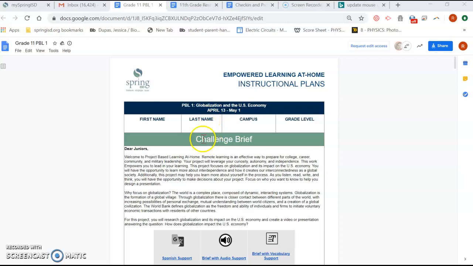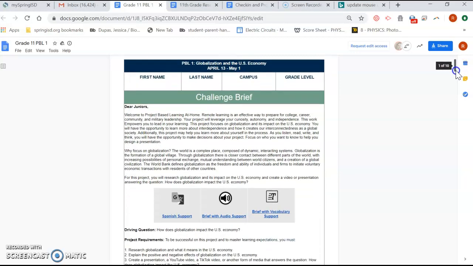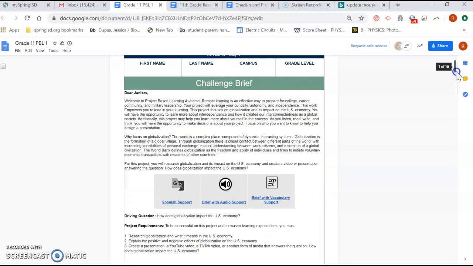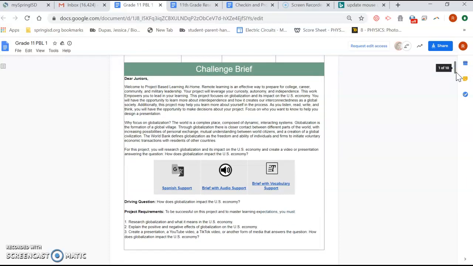All of them are going to follow this basic pattern: it will start with a challenge brief. Of course, I am assuming that all of you can read, as I know you can. So you will first read through the challenge brief. It explains the project with just an overview. If you need some support, whether or not English is your first language, these are supports that are built in for you. Please feel free to use them. I'm going to let you check those out if you would like to use them.